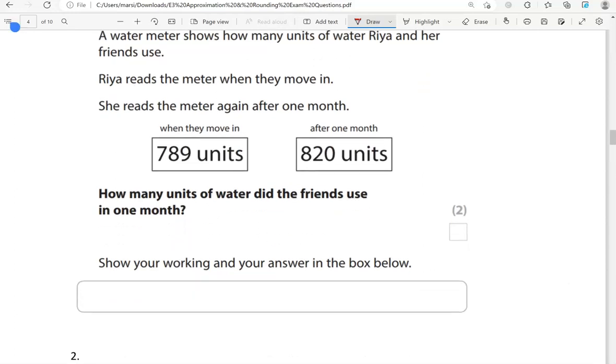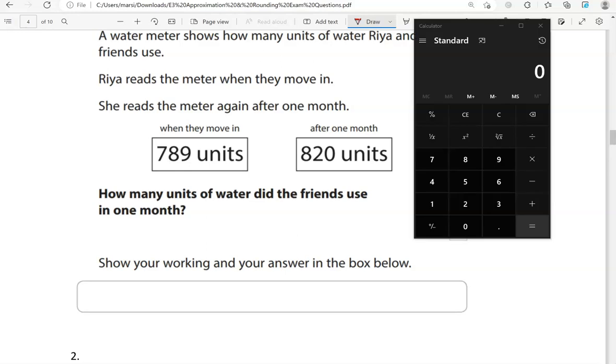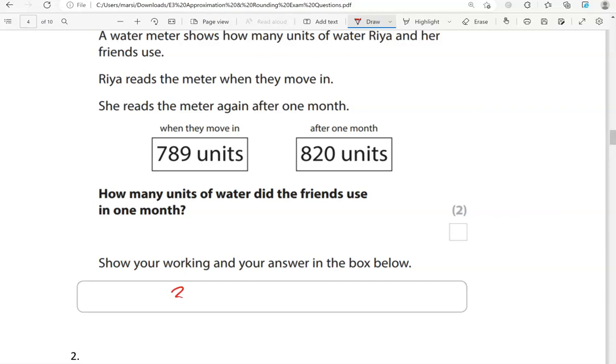So this links to another question, but first we've got to use a calculator to work out the difference. So 820 units after 1 month and 789 units when they moved in. So we're going to do 820 take away 789, which gives us 31 units.